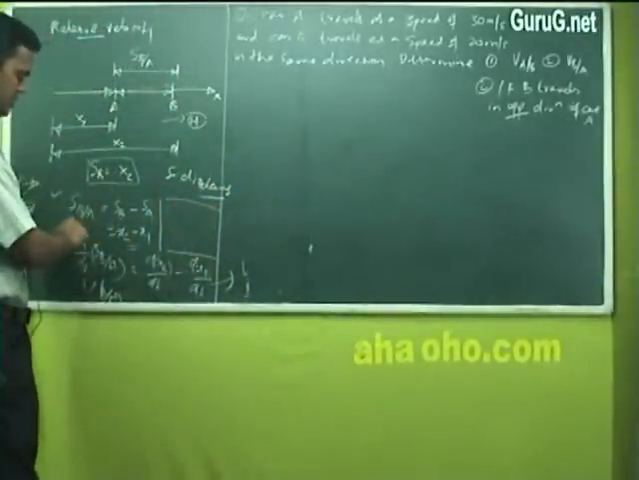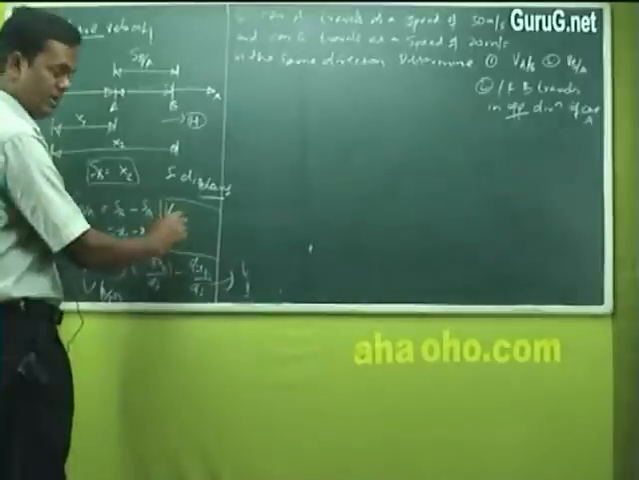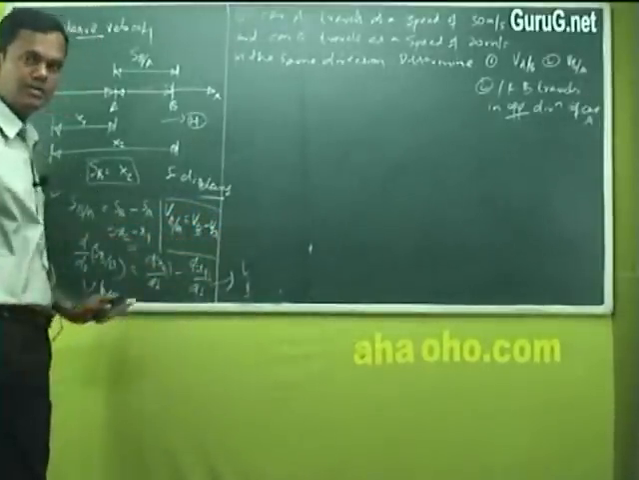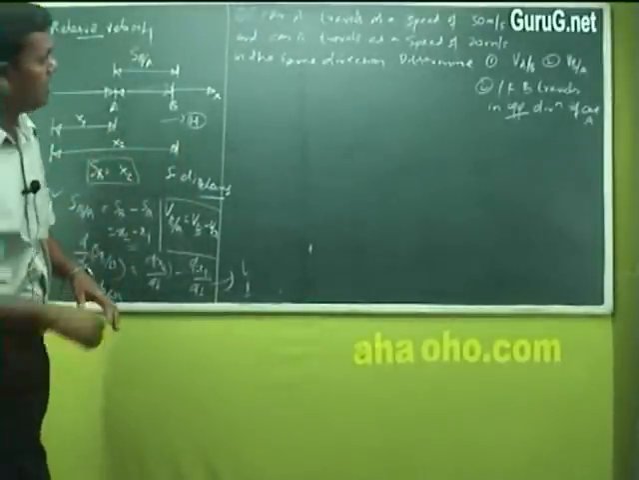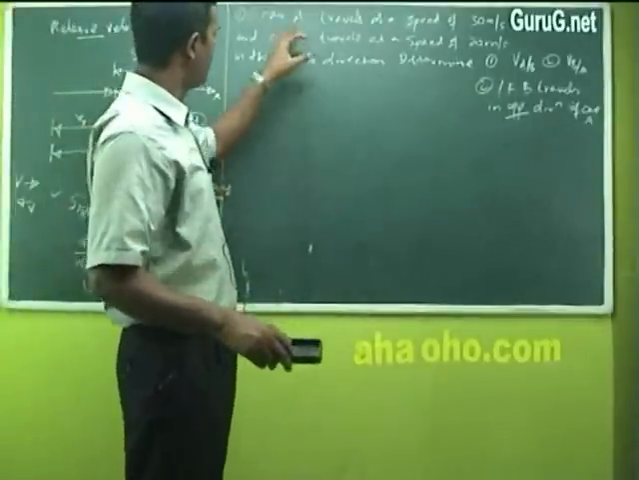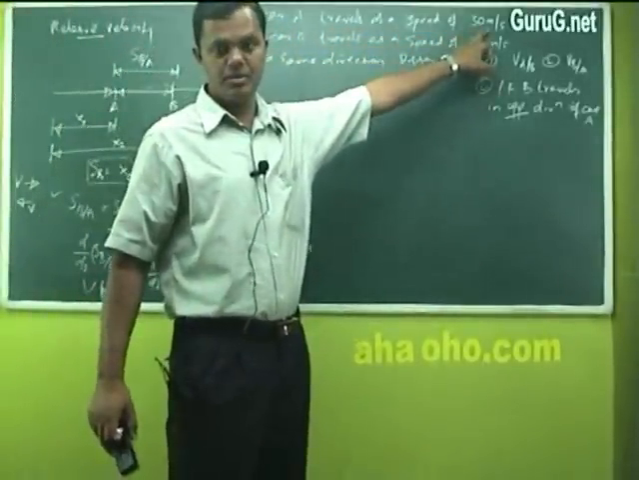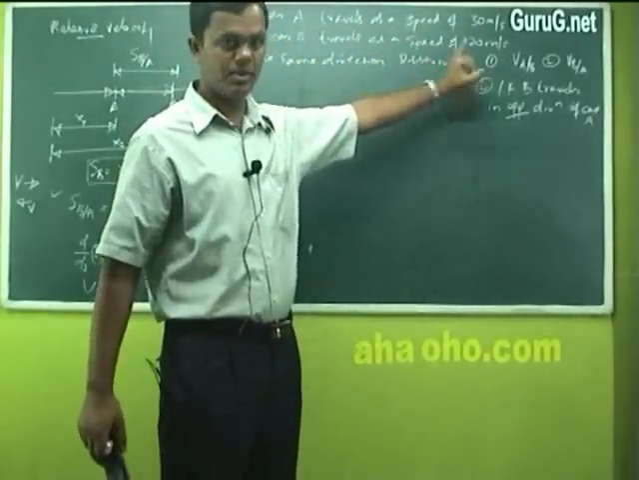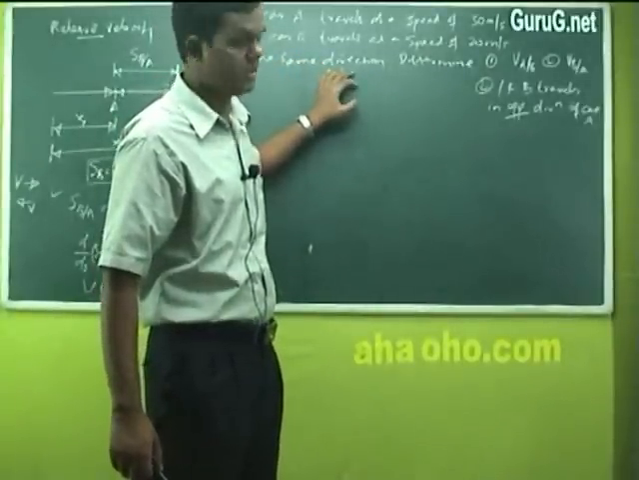The displacement of body B relative to A is SB minus SA, and the velocity of body B with respect to A is velocity B minus velocity A. That's all. See, the bigger one minus the smaller one, that's it. You see the difference. Now one problem I've written here. Car A travels at a speed of 30 meters per second, and car B travels at a speed of 20 meters per second in the same direction. Both are in the same direction.